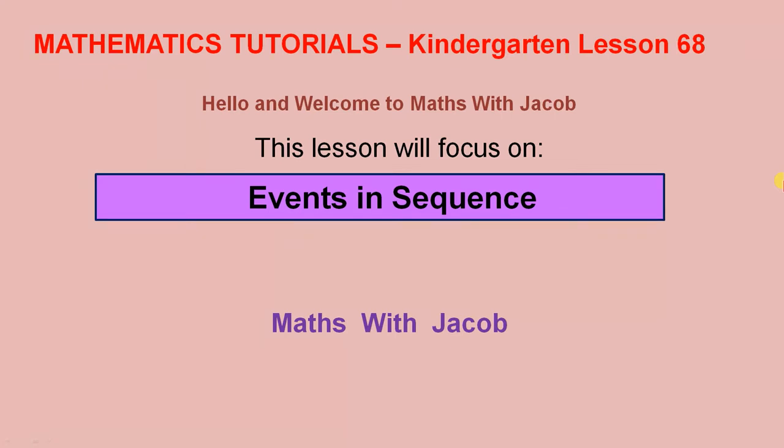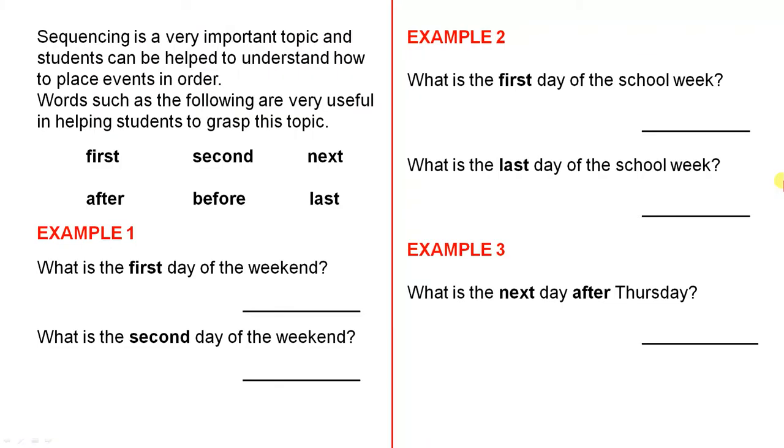This lesson will focus on events in a sequence. Sequencing is a very important topic and students can be helped to understand how to place events in order. Words such as the following are very useful in helping students to grasp this topic. First, second, next, after, before, last. So some simple examples, and I'm sure you can think of many others.